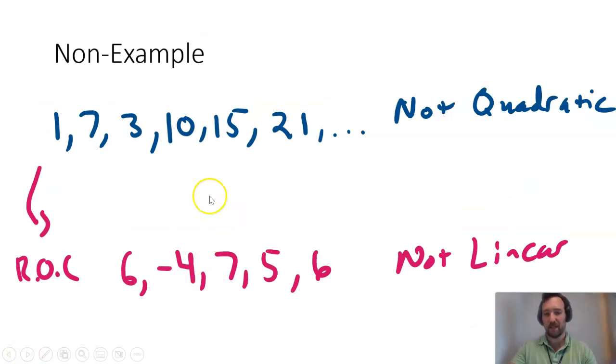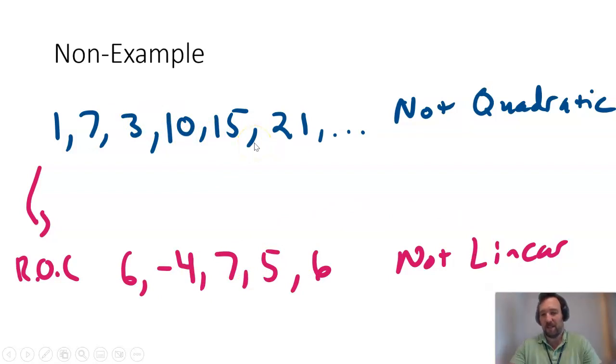Oh, and at last we have a non-example. Okay, so here's something that is not quadratic in blue. How do I know it's not quadratic? Well, I look at how much it increases or decreases by each time. From 1 to 7, it goes up by 6. From 7 to 3, it goes down by 4. From 3 to 10, it goes back up by 7. And so this one is like going up, and then it's going down, and then going up. And so these pink numbers here are not linear, right? Linear would be always going up by the same amount, or always going down by the same amount. And so because the rate of change pattern is not linear, I know that the original pattern is not quadratic.